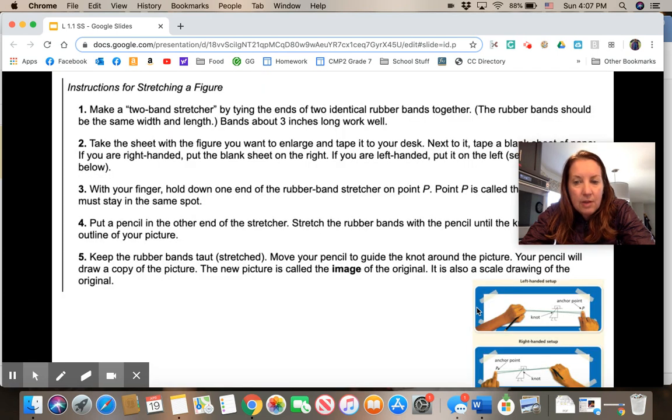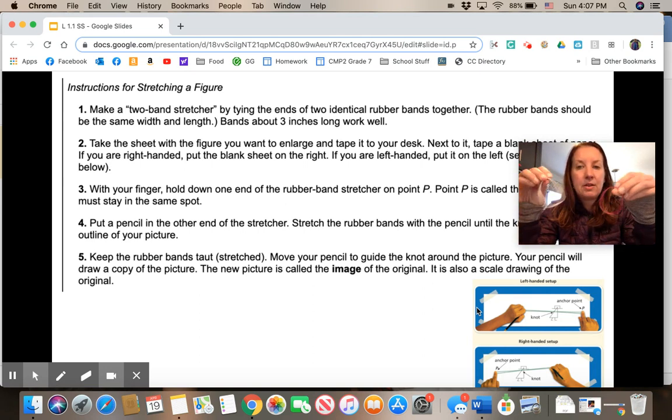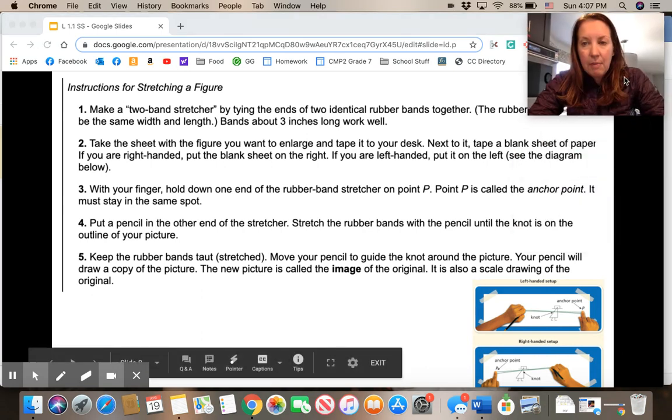So this is what you're going to do, and this is what I got up to get: you will need 2 rubber bands about the same length. If you don't have rubber bands at home, you could also maybe try hair binders. That might work. You're going to make a 2-band stretcher by tying the ends of 2 identical rubber bands together. The bands that are about 3 inches long work well. Again, we can't be picky, so we'll try our best to find them. If you don't have one, you might have to just sort of make up the answers to this one, and we can talk about that at our next meeting.